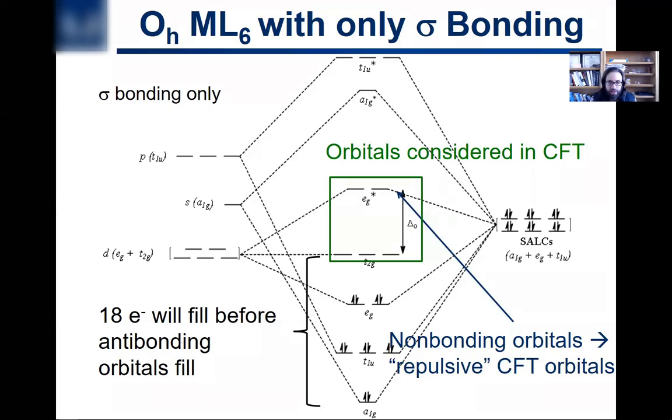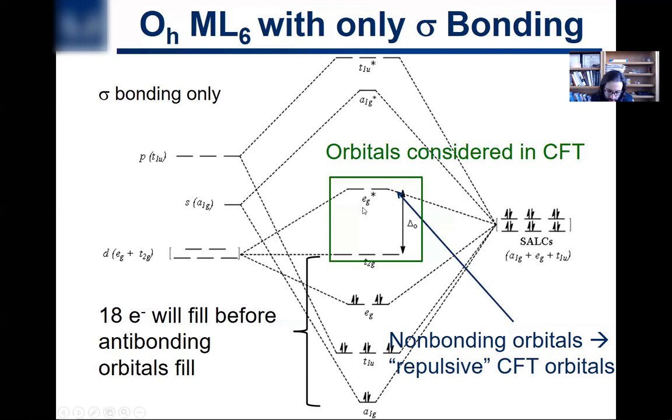All right, so in the last video, we did an in-depth analysis of this molecular orbital diagram of octahedral complexes, considering that you have 6 ligands that are undergoing only sigma bonding. Later on, we'll get into what happens if you have pi bonding. But we came to a very interesting conclusion, which was that 18 electrons will fill up until you have to put the 19th or 20th electron into an anti-bonding orbital.